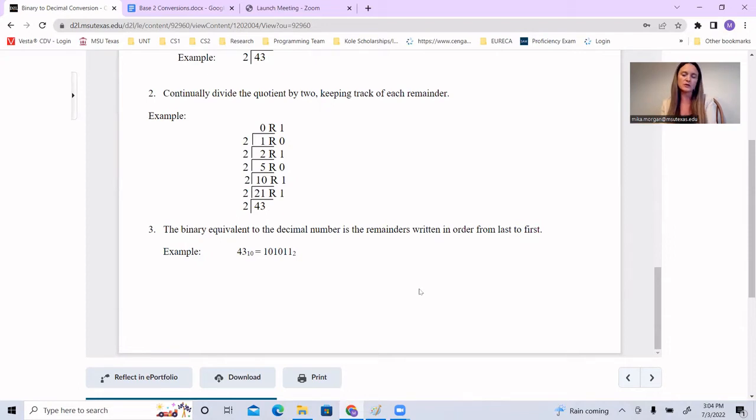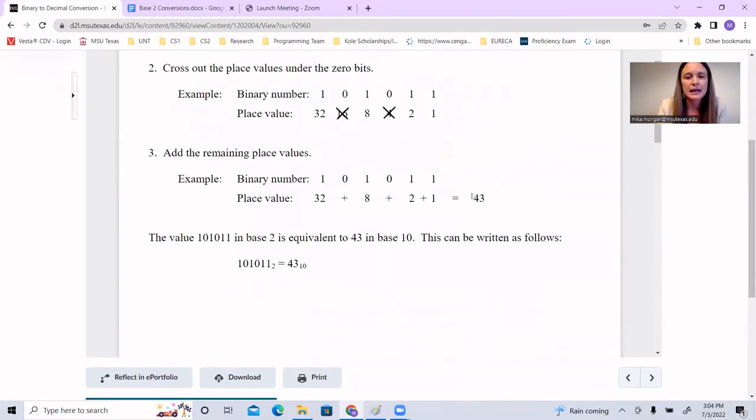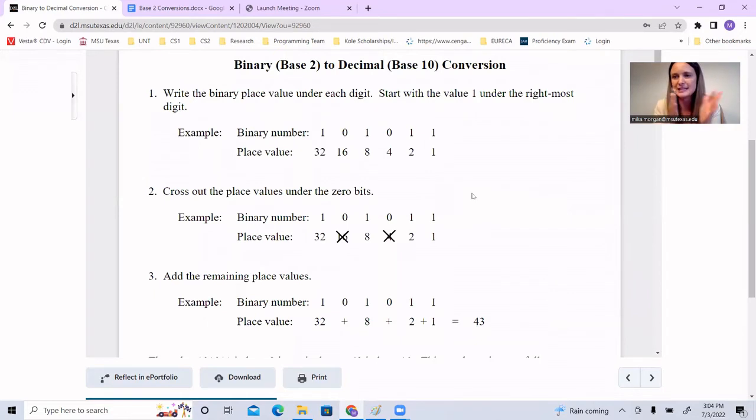But if you don't really feel comfortable with base conversions, I would just stick to the place value way, because you're guaranteed that you'll get it right. It's easier to keep this one straight. And also it works the same for between base 2 and base 16.